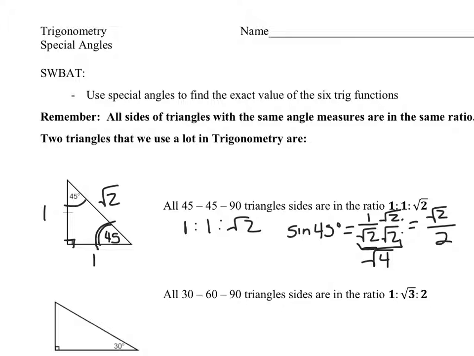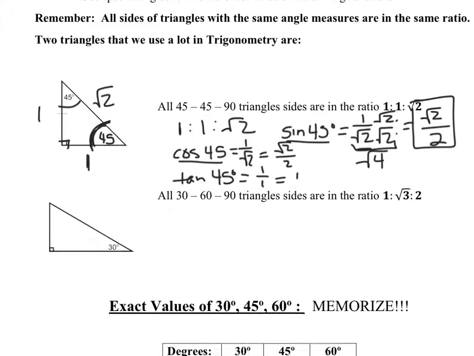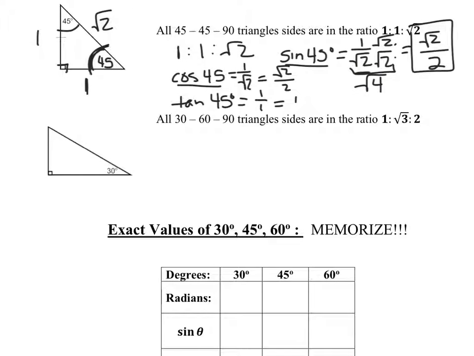That's rationalizing the denominator. We'll go over that a little more clearly, but what you have to remember is that the sine of 45 is radical 2 over 2. The cosine of 45, it doesn't matter which angle you choose, is 1 over radical 2 again, and rationalized, that's radical 2 over 2. So the cosine of 45 and the sine of 45 are the same thing. And the tangent of 45 is 1 over 1, which is 1. We're going to put that in a little chart on the bottom, and you're going to have to remember it.